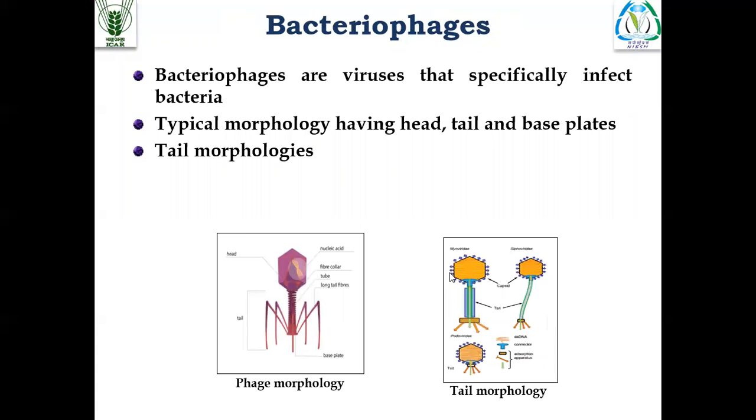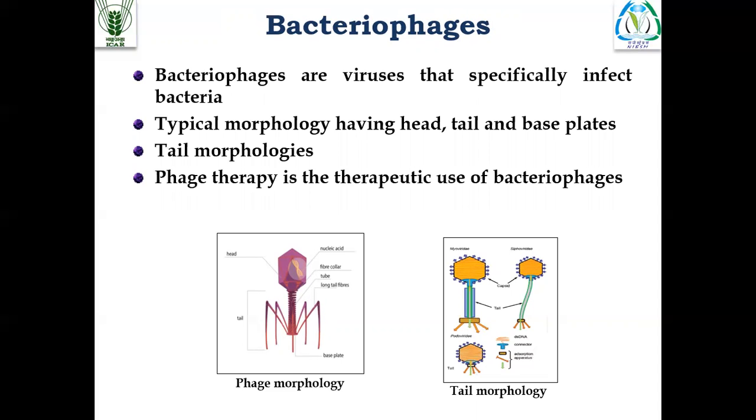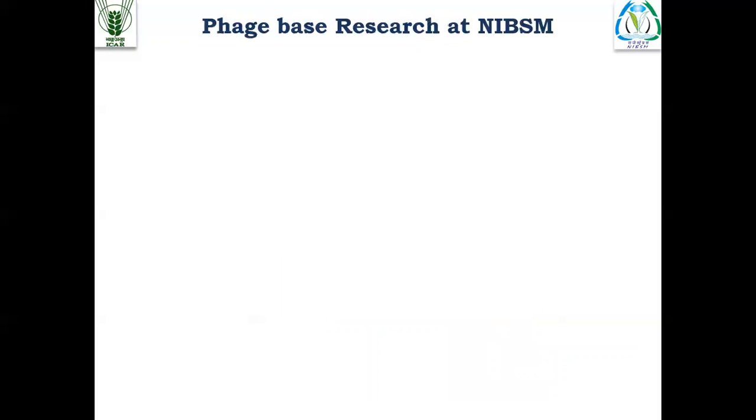Tail morphology of phages belongs to three different classes. One, double-layered contractile tail in Myoviridae family; two, long, flexible, non-contractile tail in Siphoviridae family; three, short, stubby tail in Podoviridae family. The size of a phage particle varies between 45 to 100 nanometers. Phage therapy is the therapeutic use of bacteriophages to treat pathogenic bacterial infection.